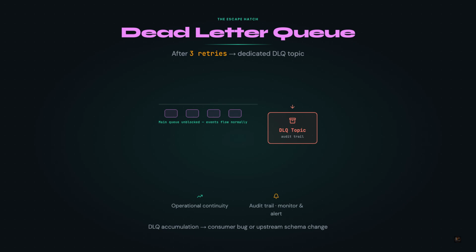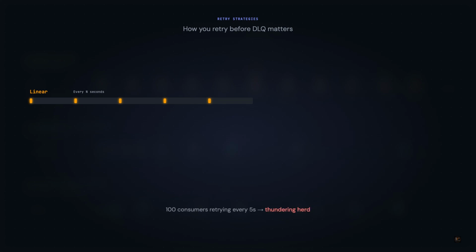In production, you always monitor your DLQ size and set up alerts. If messages start accumulating there, it means either your consumer has a bug or something changed in the upstream data schema. Retry strategies. How you retry before sending to the DLQ matters. Linear retry. Retry every n seconds. Simple. Works for transient failures.